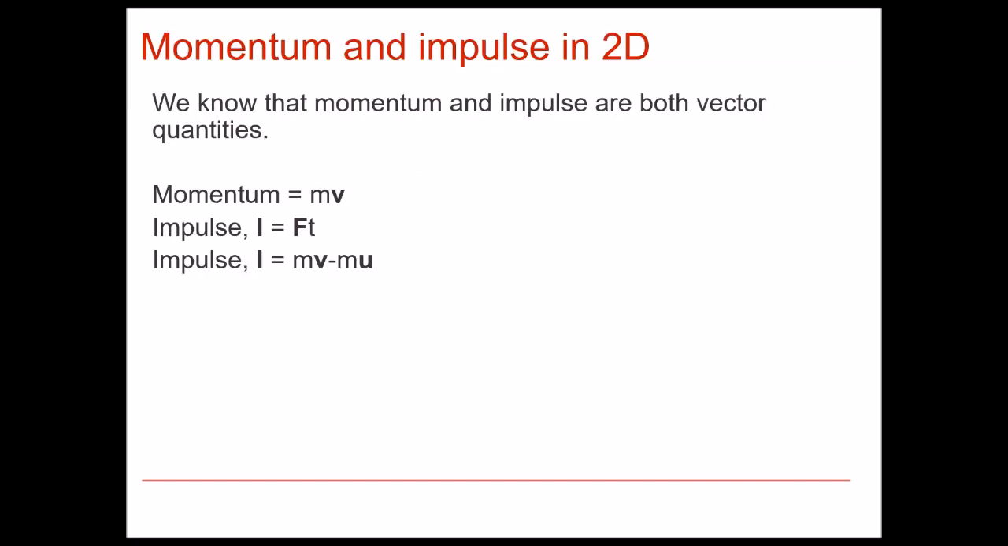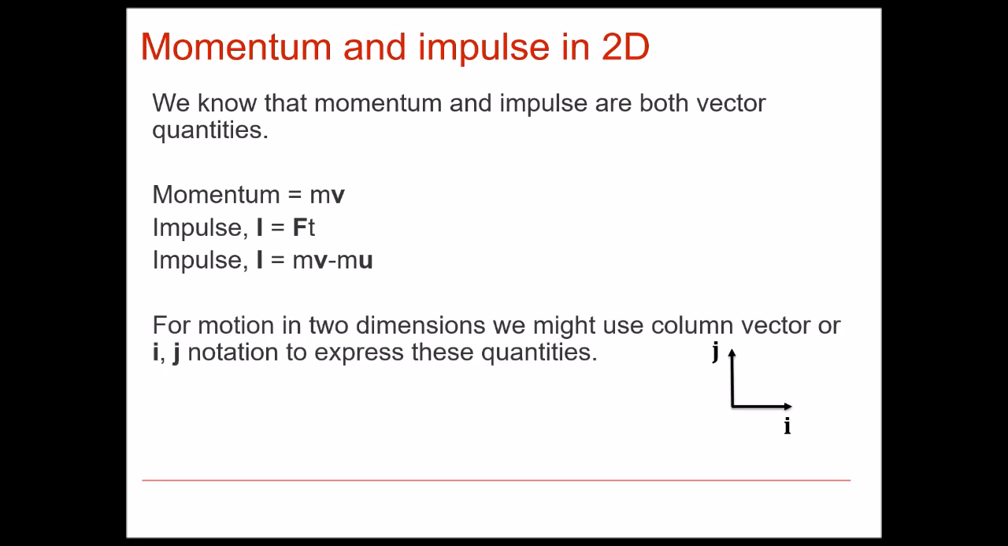Now, we've mentioned quite a few times that momentum and impulse are both vector quantities, although we've so far only restricted ourselves to one dimension. So the vector nature of these things really just showed itself through them possibly being positive or negative. But of course, where vectors really become useful is when we're dealing in higher dimensions. And so we'll be looking now at problems in 2 dimensions.